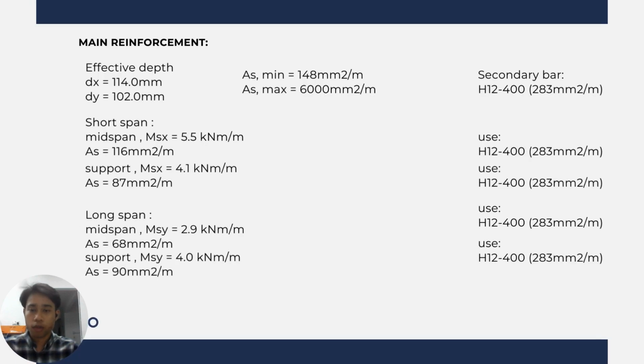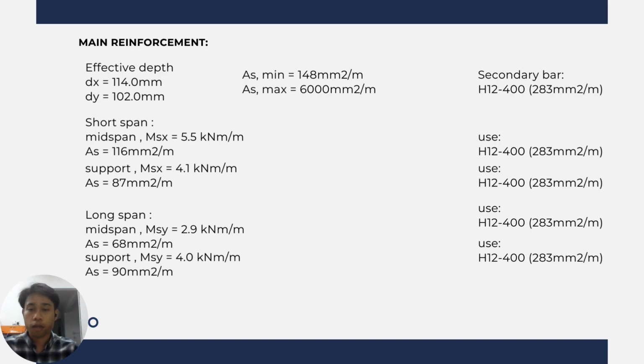Now we go to the main reinforcement. For the DX, we get 114 mm. For the DY, 102 mm. For the AS min, we get 148 mm²/m, and for the AS max 6000 mm²/m. For the secondary bar, we use H12-400, which is 283 mm²/m.